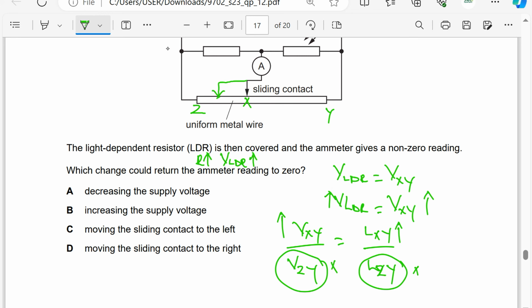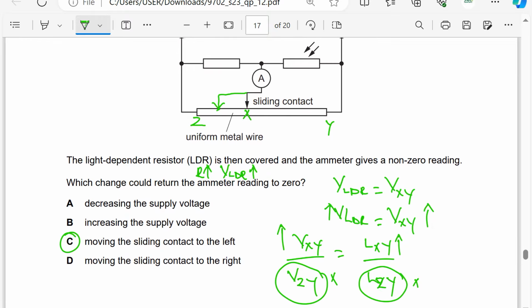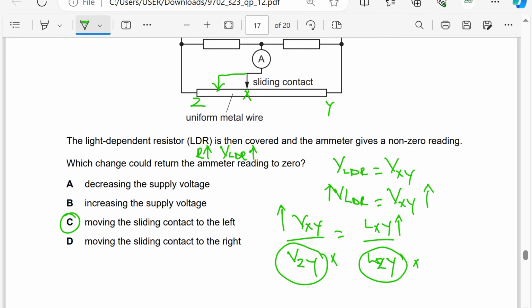contact to the left. So which change could return the ammeter reading to 0? To get balance again, we are going to move the sliding contact to the left, so the answer is going to be C. Since the PD across XY has increased, for us to have balance, so that the PD across XY is the same as the PD across the LDR, we should move the sliding contact to the left because the PD across XY depends on the length XY. So moving the sliding contact to the left increases XY to restore balance. So the answer is C.